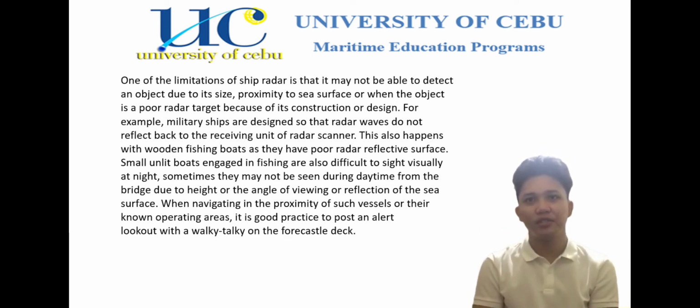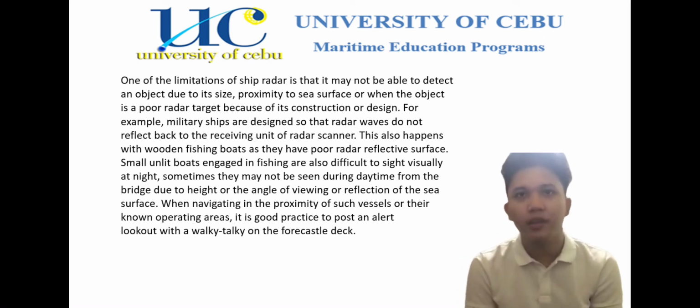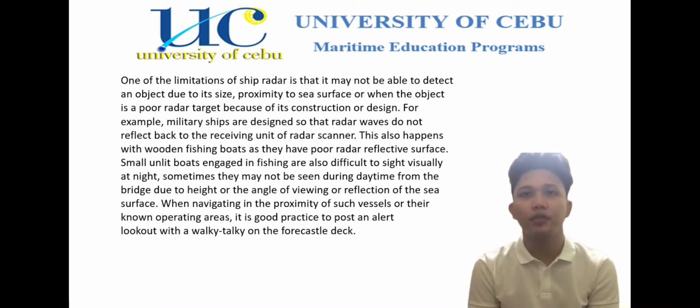One of the limitations of ship radar is that it may not be able to detect an object due to its size, proximity to the surface, or when an object is a poor radar target because of its construction or design. For example, military ships are designed so that the radar waves do not reflect back to the receiving unit of the radar scanner. This also happens with wooden fishing boats as they have a poor radar reflective surface. Small boats engaged in fishing are also difficult to sight visually at night.